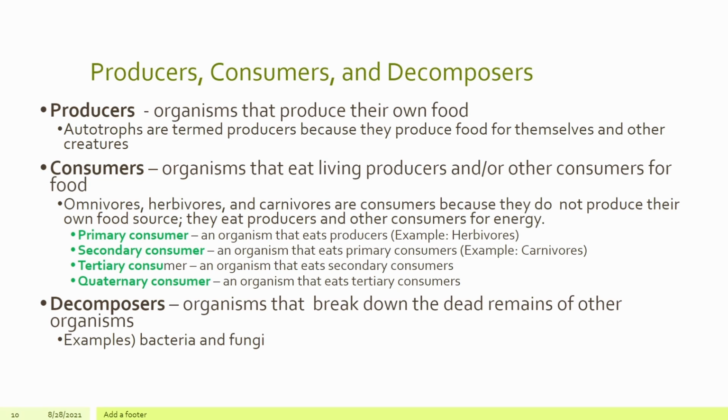A primary consumer is an organism that eats producers, like an herbivore. A secondary consumer is an organism that eats primary consumers, generally termed a carnivore. A tertiary consumer is an organism that eats secondary consumers. And a quaternary consumer is an organism that eats tertiary consumers. So it builds on itself.